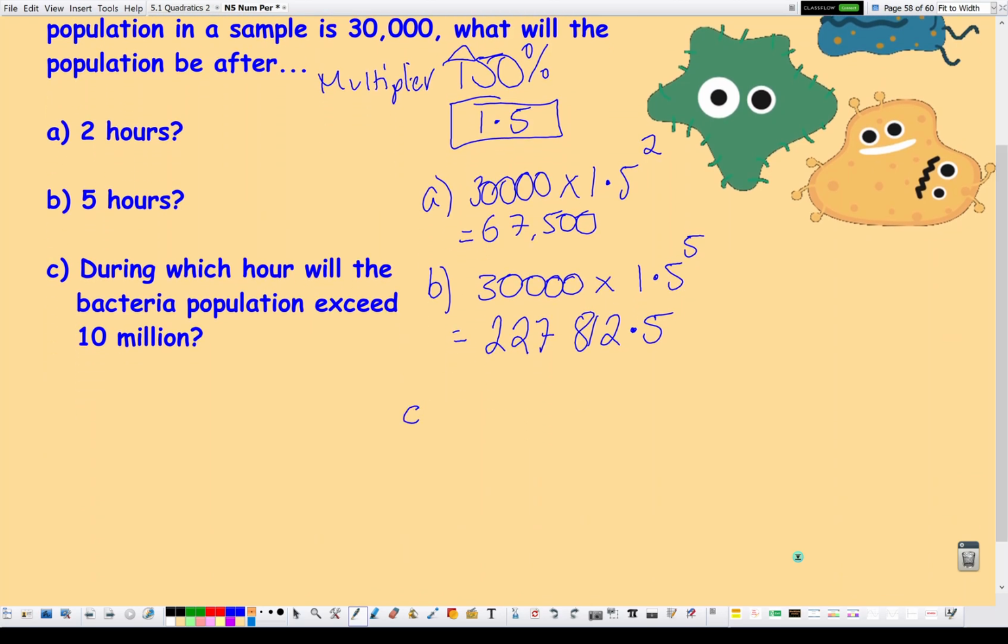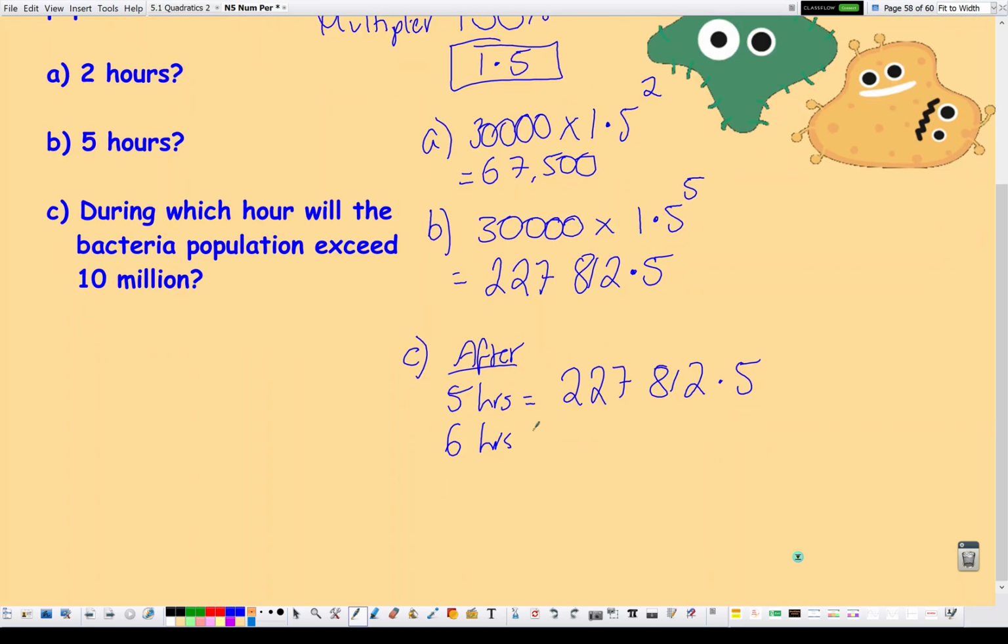Well, we already know that after 5 hours, the population is 227,812.5. So what would it be after 6 hours? What we do with that answer is a bit of trial and error, and we just times that answer by 1.5. And then we keep doing that until the population is above 10 million. So after 6 hours, just hit that answer times 1.5. That's 341,718.75. Okay, so we're not there yet.